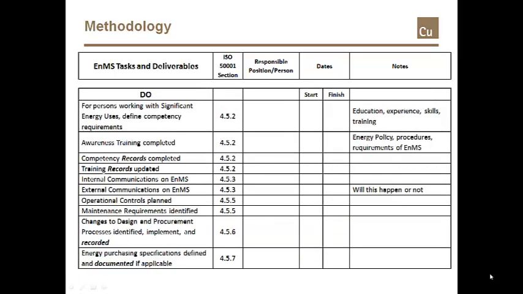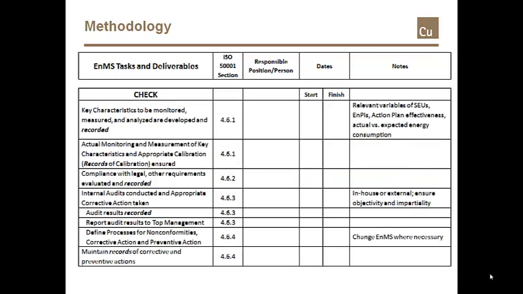The Do section. Necessary competencies, skills, and training are identified here. The decision on external communication must be made early in the process. While external communication is optional, internal communication is required. The Check section. Key characteristics and measurements, the actual data, are critical elements of the energy management system. Without accurate data, effective actions to save energy are less likely.